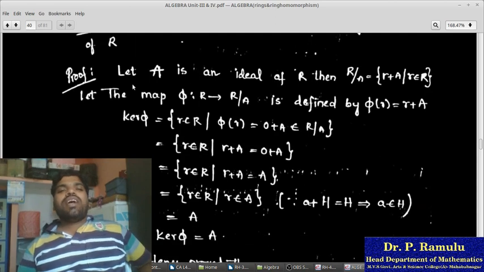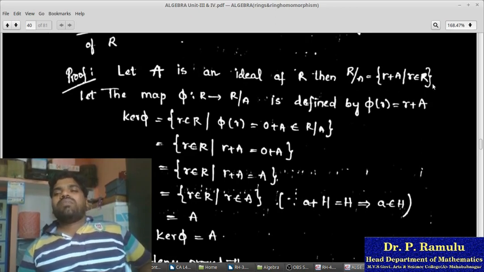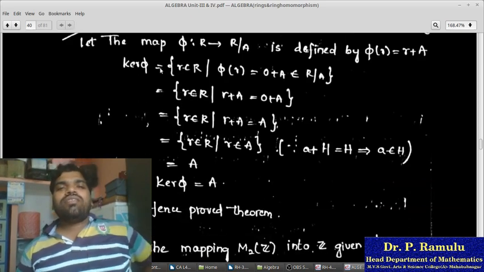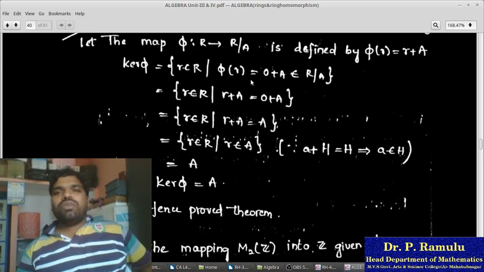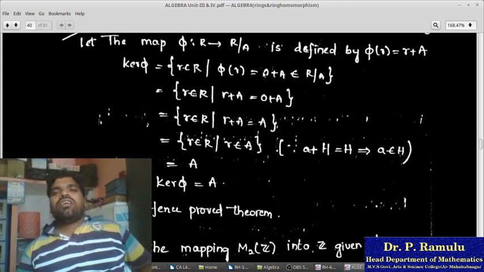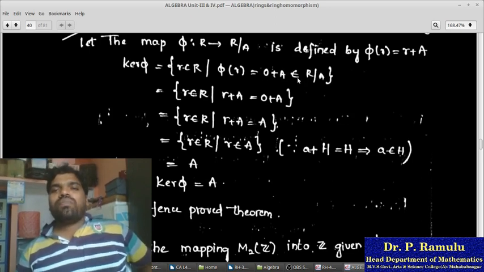Let me take A to be an ideal of R, and R by A the factor ring of cosets r plus A such that r belongs to R. I am defining the map pi from R to R by A by pi of r equals r plus A. I want to show that the kernel of pi equals A. For this, the kernel of pi equals the set of r belonging to R such that pi of r equals 0 plus A, according to the definition. Why? Because the zero element in R by A is 0 plus A.